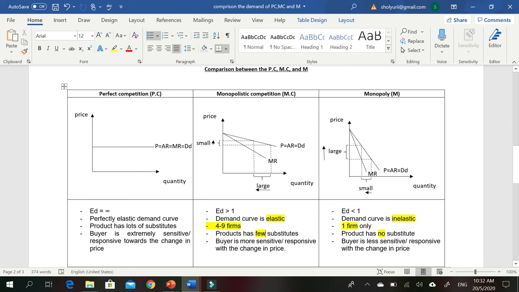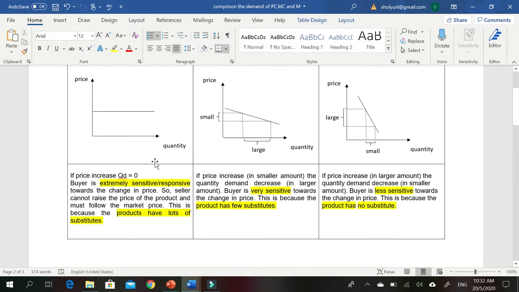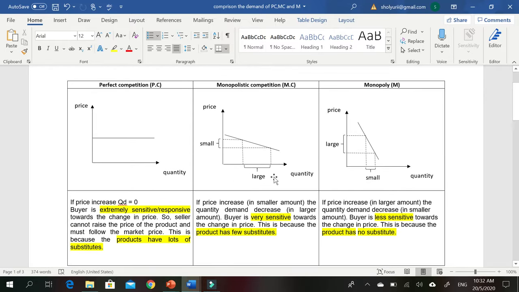Okay. Well, for this one, I already explained it to you. Perfectly elastic demand curve product has lots of substitute, but it is extremely sensitive towards change in price. The product cannot change price. Okay. And I already do this here. I forgot here. Same explanation here. For monopolistic competition in terms of demand curve, price increase in smaller amount, the quantity demanded decrease in larger amount. Okay.